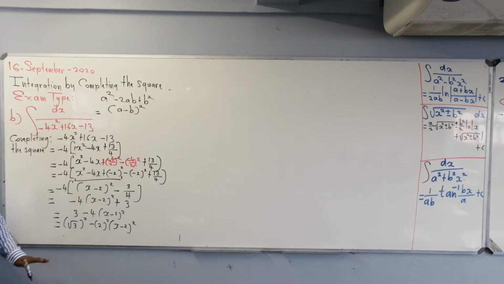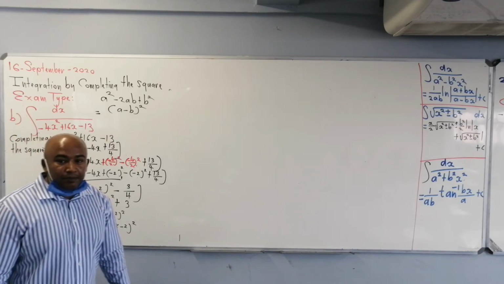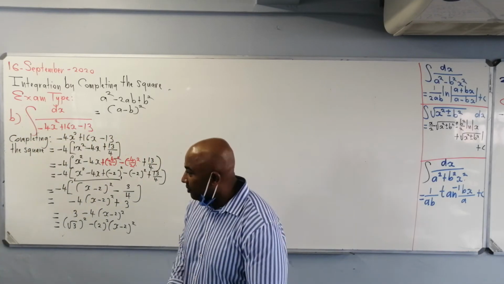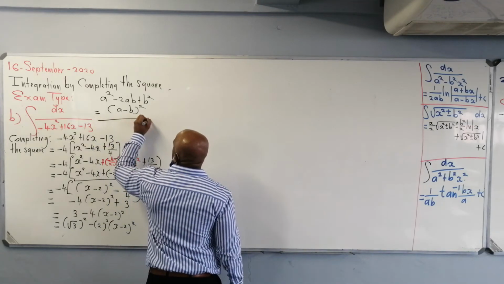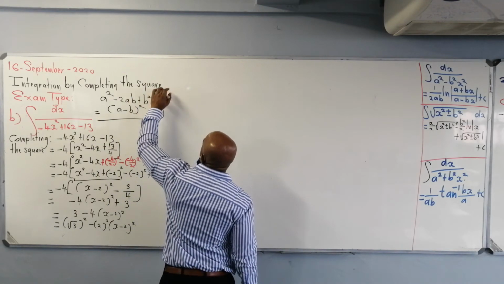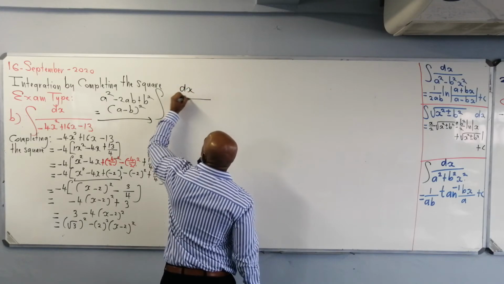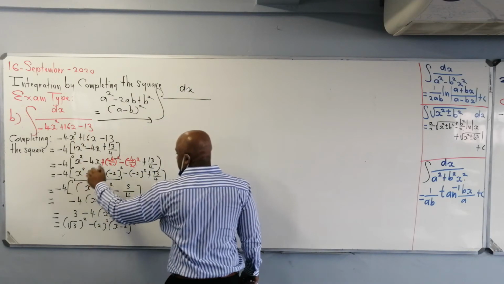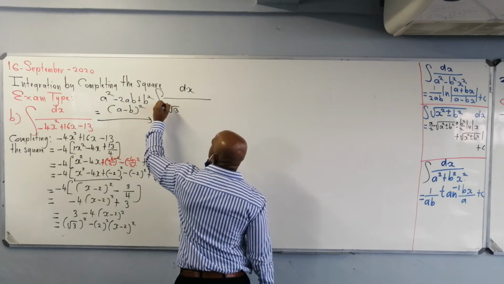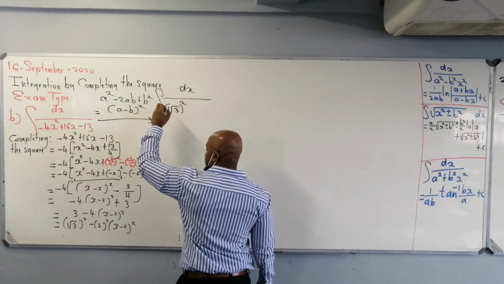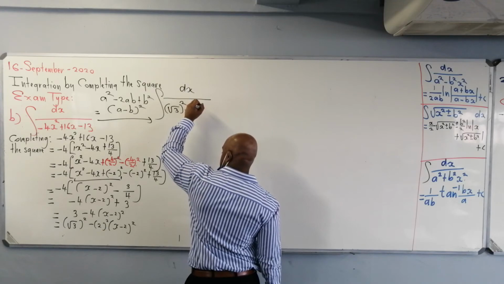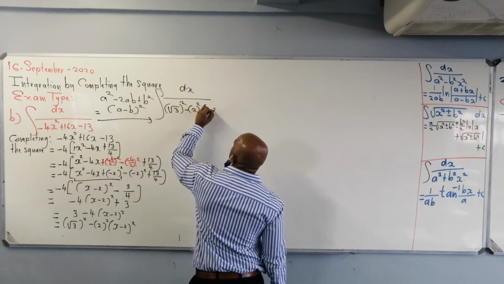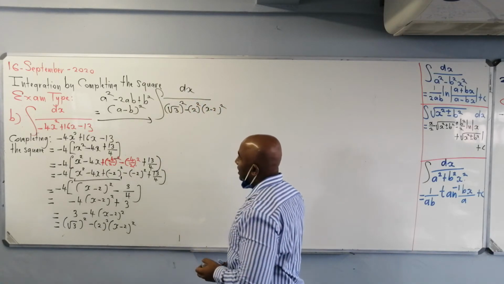Now, we're done with this. Transfer it back to your integration problem. Right, so now let's see what we have. So here we have dx all divided by, and this is now the square root of 3 squared minus 2 squared times x minus 2 all squared.